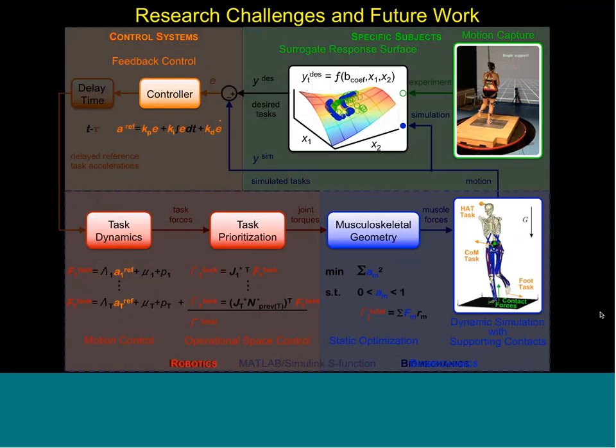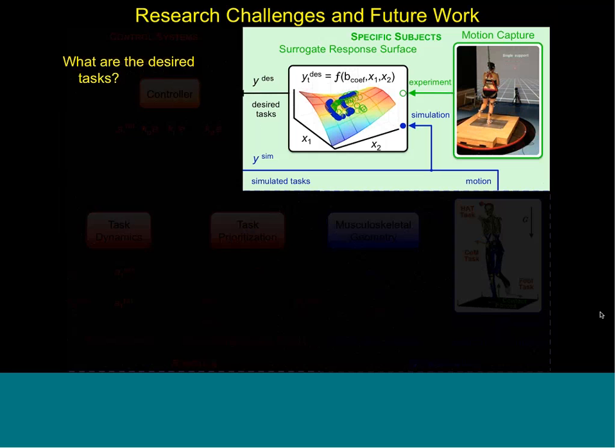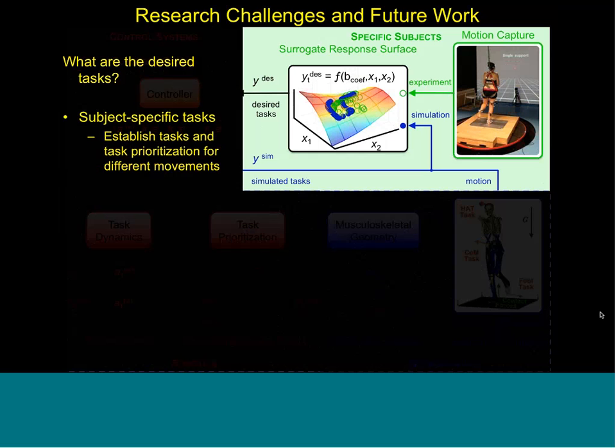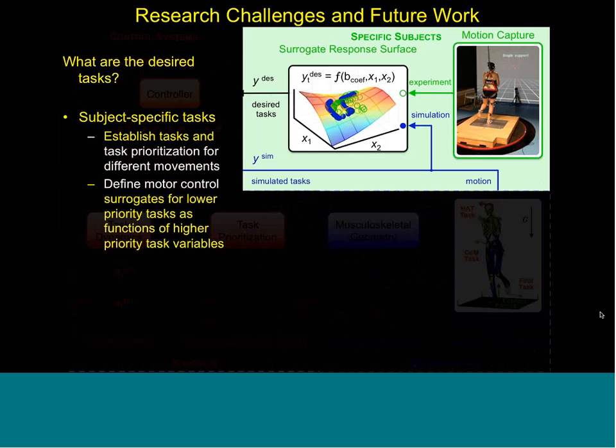There are research challenges and future work in every area of the approaches I have shown you today. For a specific quadrant, for example, what we can improve in our subject specific and motion capture setup, we can think about what the desired tasks are, and we're currently investigating this, and we think this is where the largest leap can be made. We can think about establishing tasks and task prioritization for different movements, or define motor control circuits for lower priority tasks as a function of higher priority task variables.